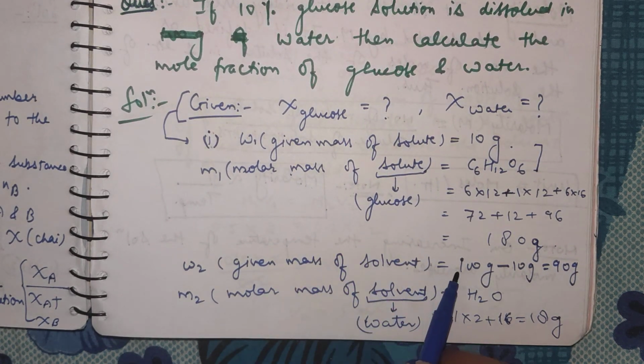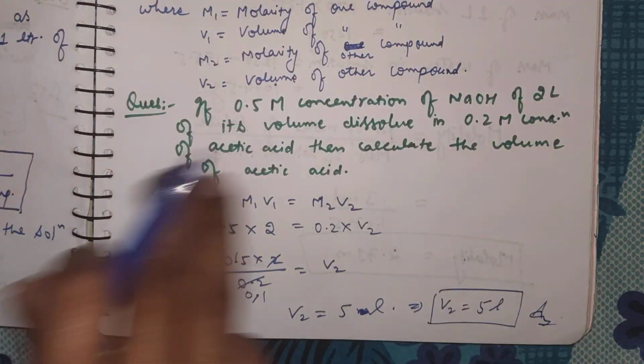Given mass of solvent is 100 minus 10, we calculate 90 gram. So the molar mass of solvent, that is water H2O: the hydrogen mass is 1 and there are 2 hydrogens, so 1 into 2 plus the oxygen mass, 16. On calculating it, we will get 18 gram. Now come to the calculation of it.